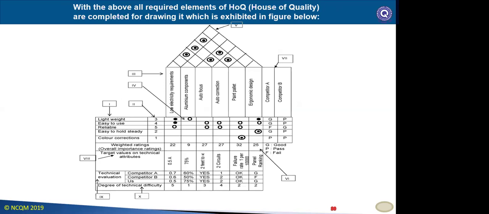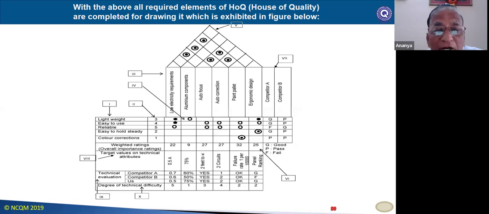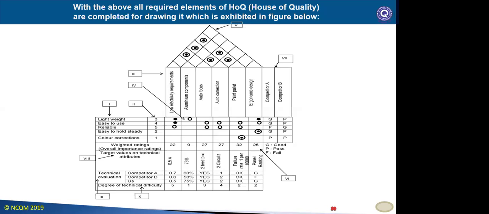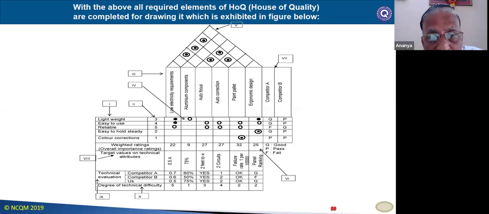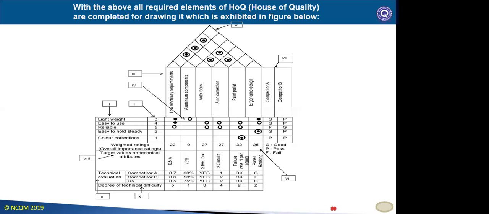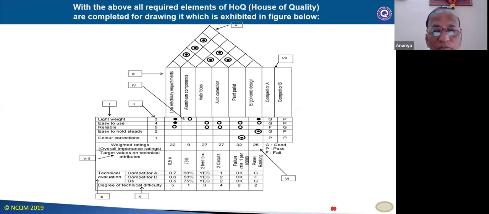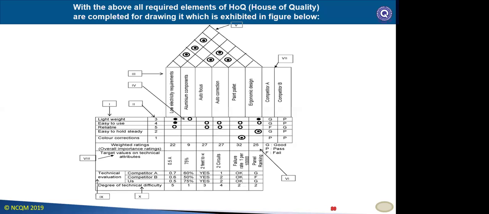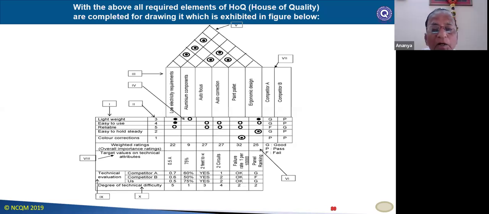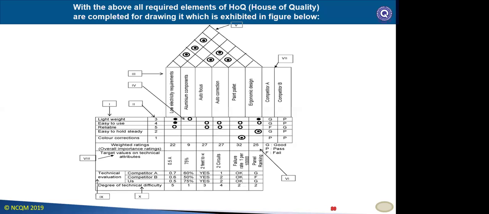Lightweight is related with aluminum components, and it is showing a medium relationship. Now, where is that relationship shown? That relationship is shown by a circle, the top one. On the horizontal side, lightweight. On the vertical side, aluminum components. The cross section of that is shown by a circle, which indicates medium relationship. I thought it should be the high relationship, it should have been a dot and circle.